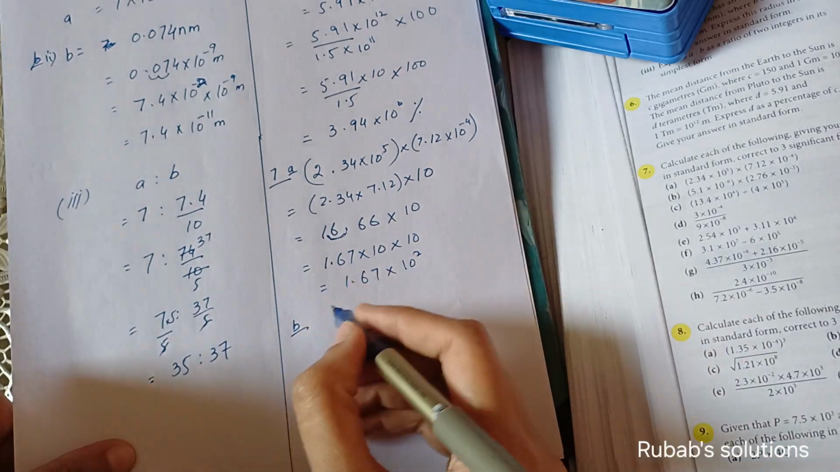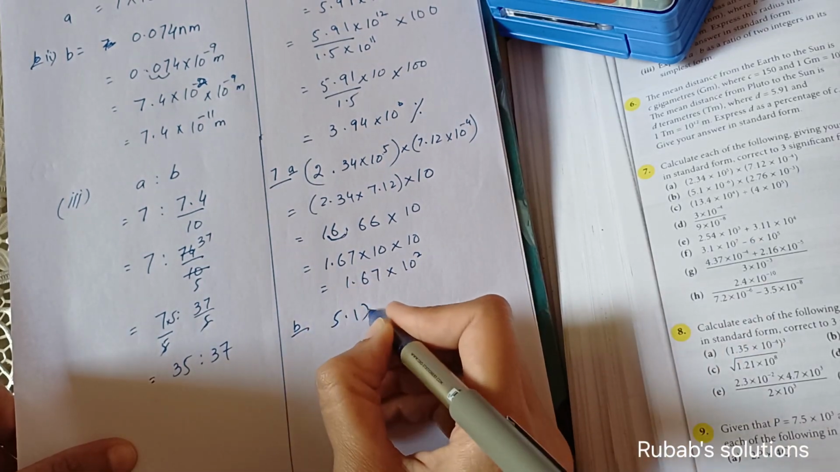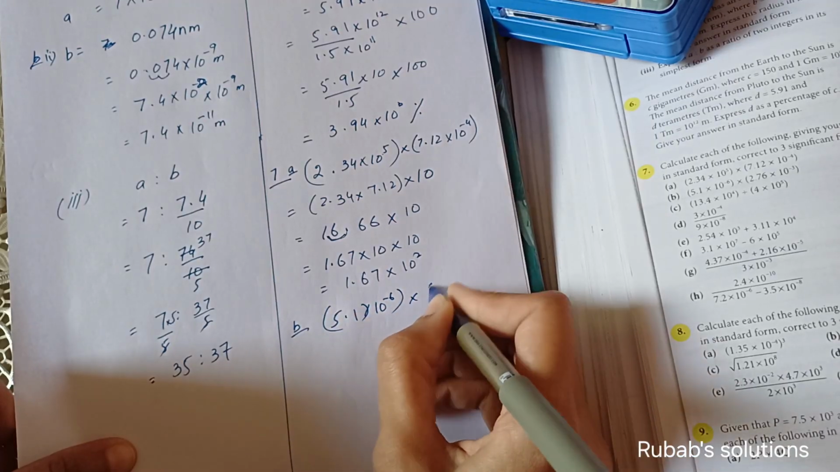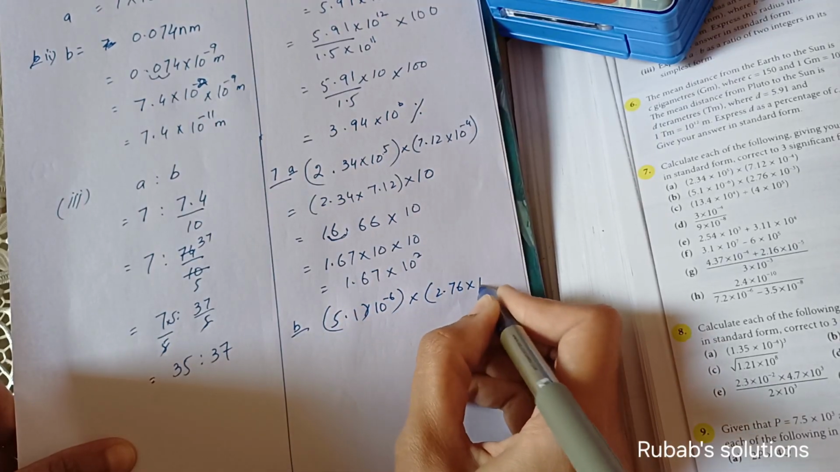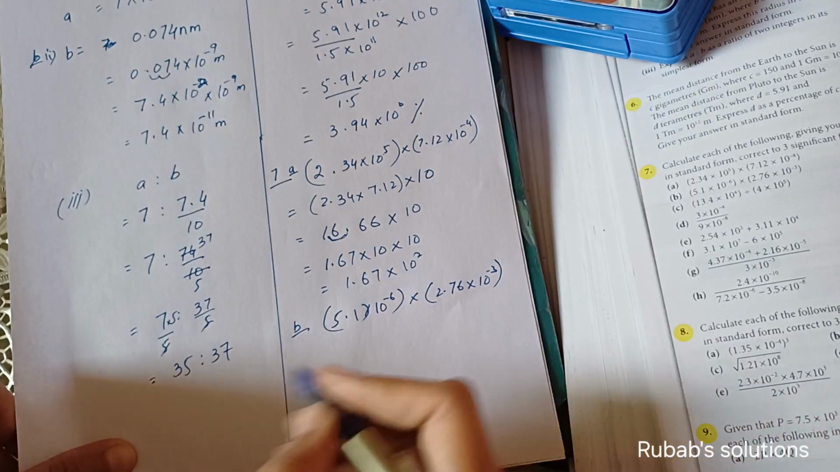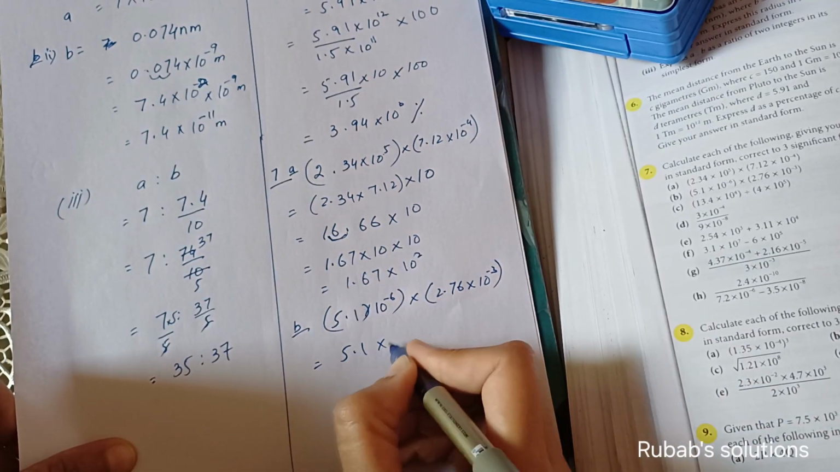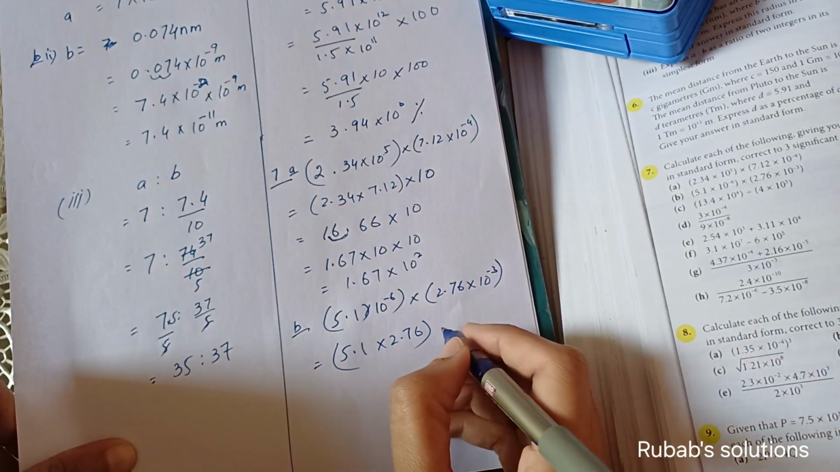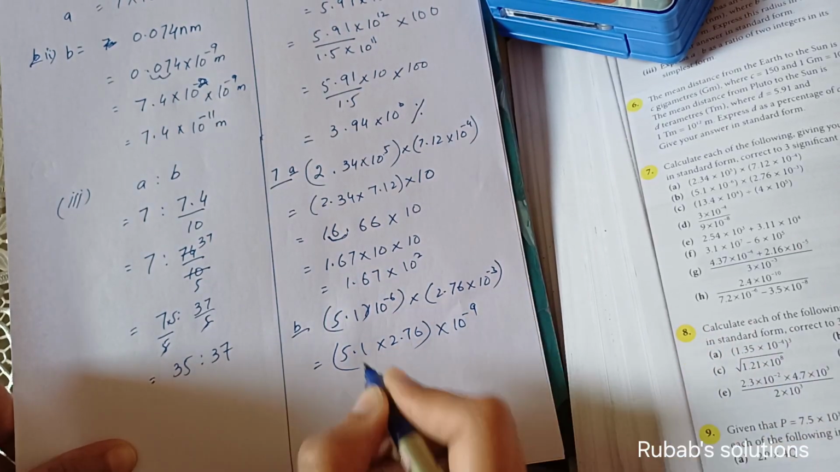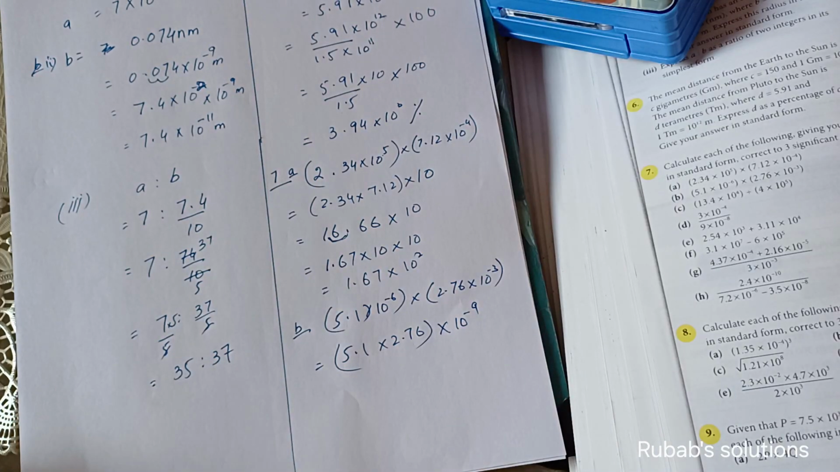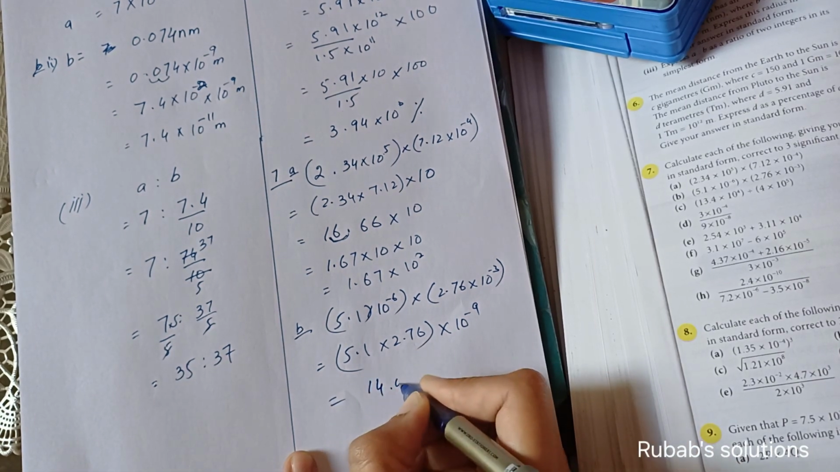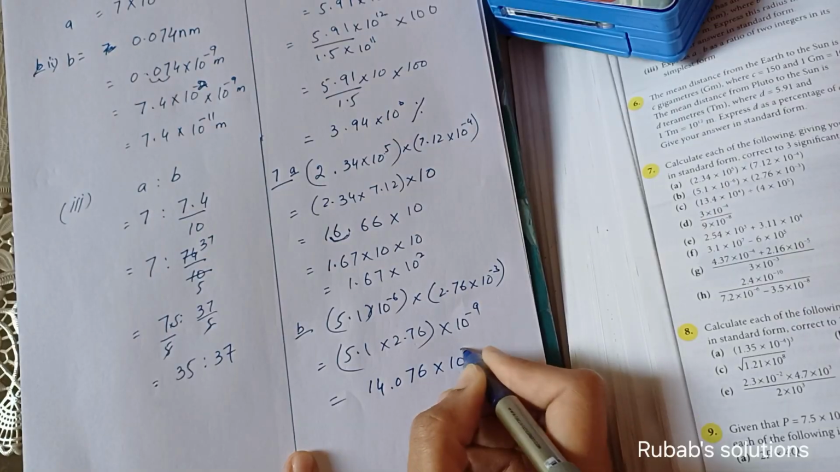In part B it is 5.1 multiplied by 10 power minus 6 and multiplied by 2.76 into 10 power minus 3. So it will become 5.1 into 2.76, 10 power minus 6 and 10 power minus 3. Obviously add, so it will become 10 power minus 9. When I multiply these two numbers, 5.1 multiplied by 2.76, I got a number that is 14.076 multiplied by 10 power minus 9.